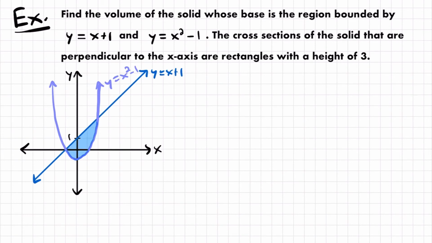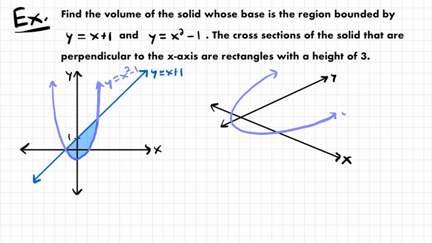And so now this solid has cross sections perpendicular to the x-axis that are rectangles with a height of 3. And so let's draw a 3D sketch of what this solid would look like. And remember that this is just a sketch, so it's not going to be perfect, but here's our y-axis and our x-axis. All right, and then I'll label them. So this is the y-axis, and this is the x-axis. And so then if our parabola looks like this, that's going to be y equals x squared minus 1. Then our line will look something like that. Again, this is not a perfect drawing, but that's going to represent y equals x plus 1.